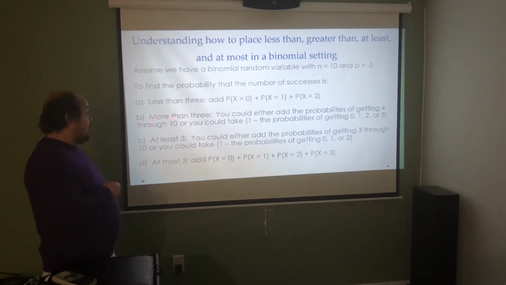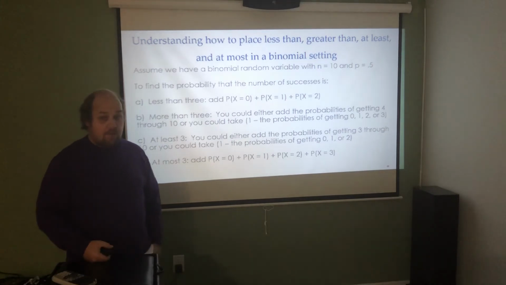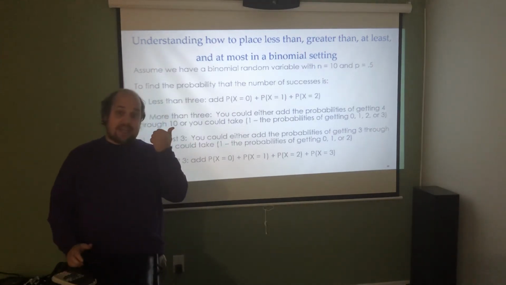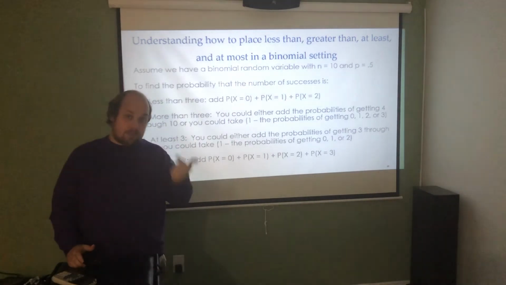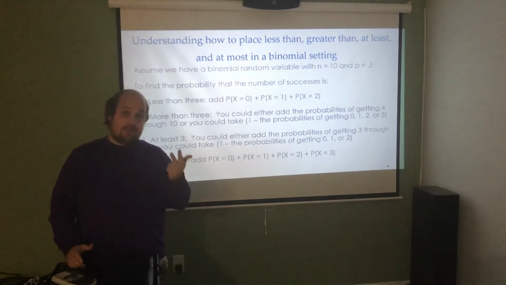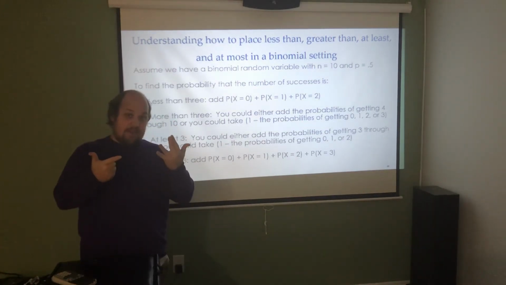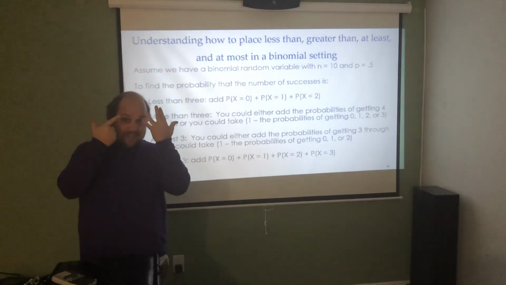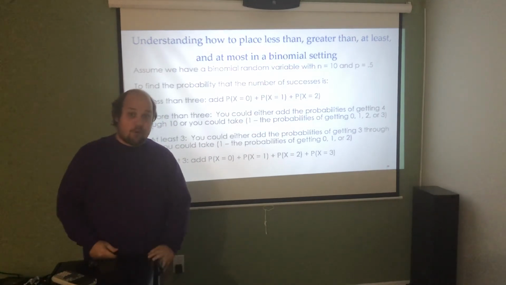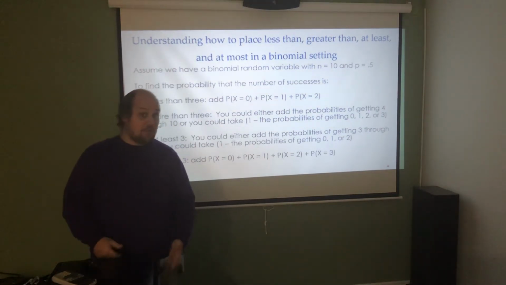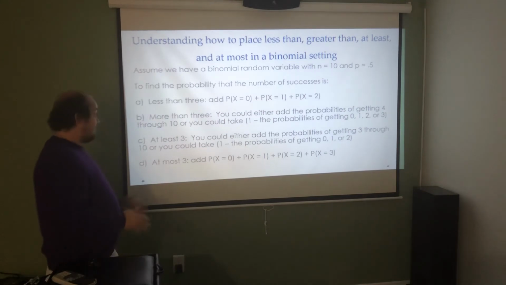If I was asked to do more than 3, I could run the formula a bunch of times. I could say I'm going to take probability of getting 4 plus probability of getting 5 plus probability of getting 6 plus probability of getting 7 plus probability of getting 8 plus probability of getting 9 plus probability of getting 10. That would give me 7 total times I have to run the formula, each time taking me 2 to 3 minutes, I would say. In the end, that's a 20-minute problem.